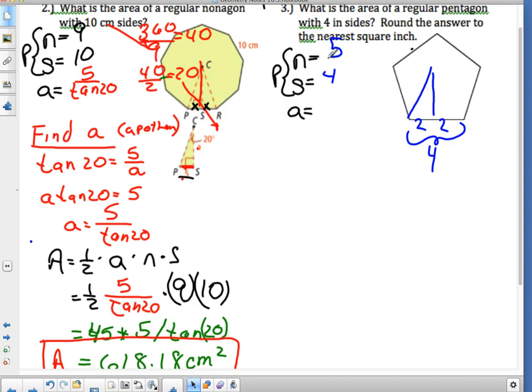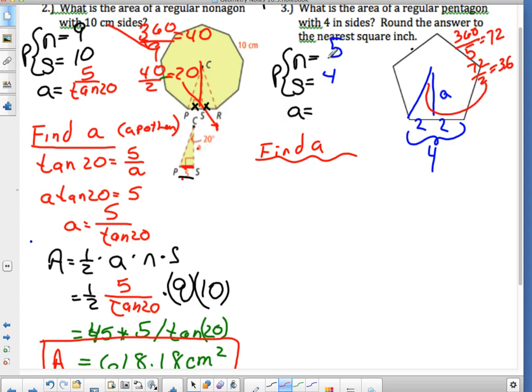Now we need to find the apothem, the A. I've been finding that as red, so find A. Again, I know this is 360 divided by 5, 72. 72 divided by 2 is 36. So this angle right there is 36 degrees. That's how I find it.